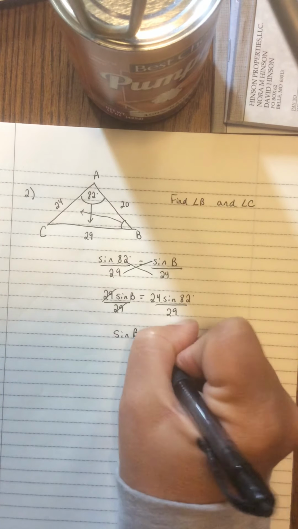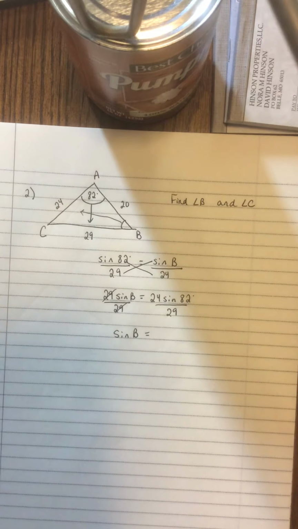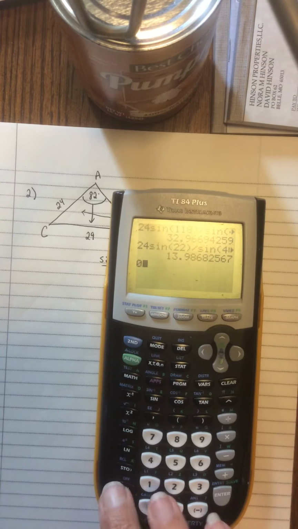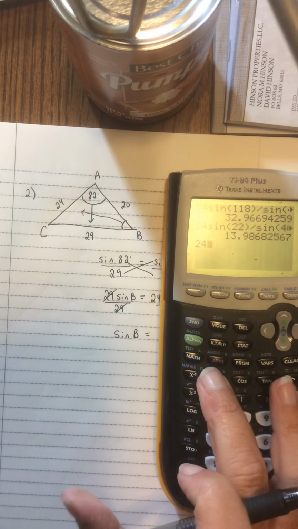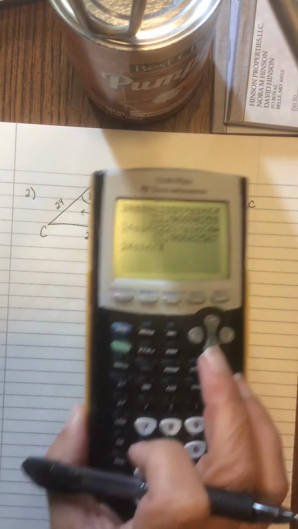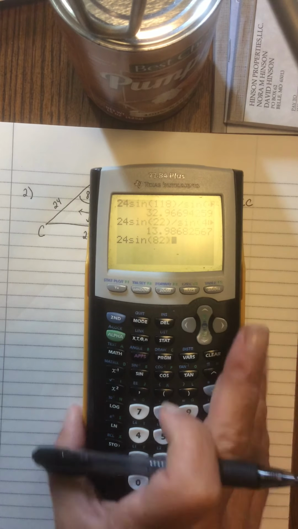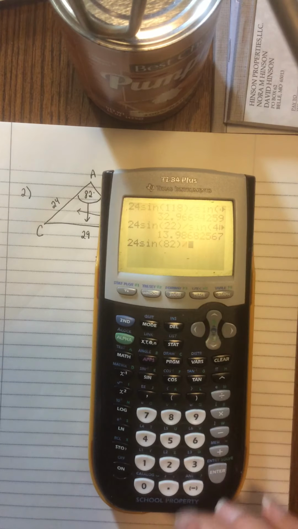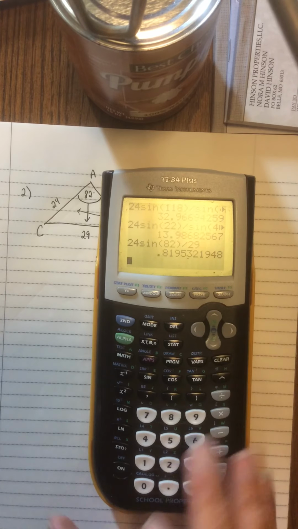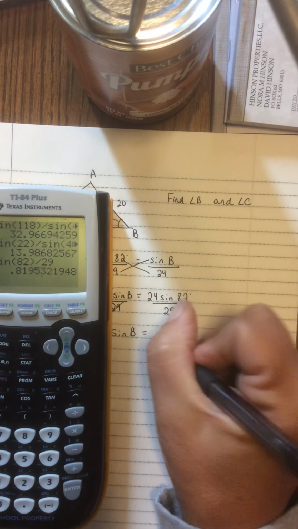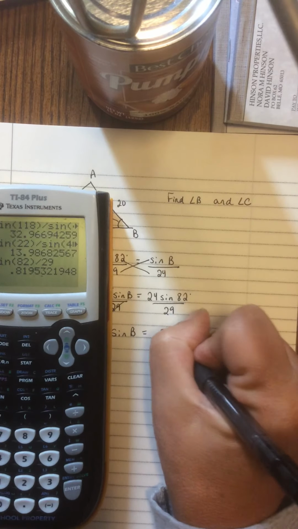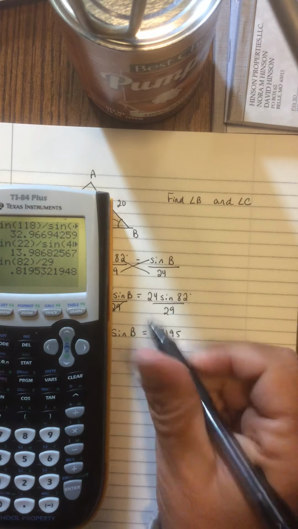The sine of B, so here we go: 24 times the sine of, what is it, 82, divided by 29. All right, now I want you to keep that there for a second. So we know the sine of B is 0.8195, and so on.